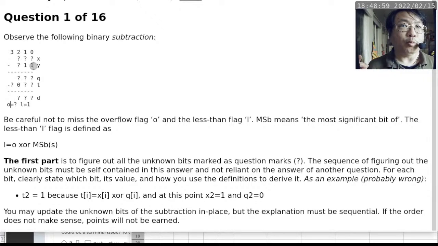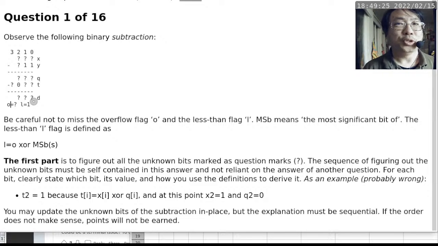We know about Y0, but we don't know anything about X0. We know something about Y1, but we don't know anything about X1. We only know about T2 in this case. We don't know anything about the overflow. We know the L flag is a 1. So what you're supposed to do is figure out all of the question marks.